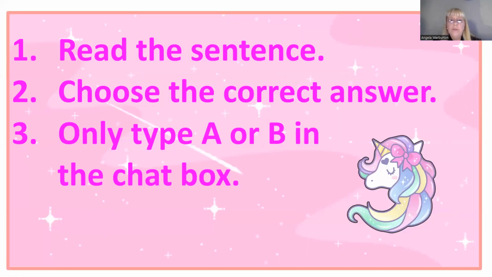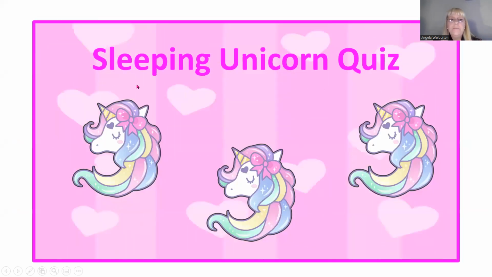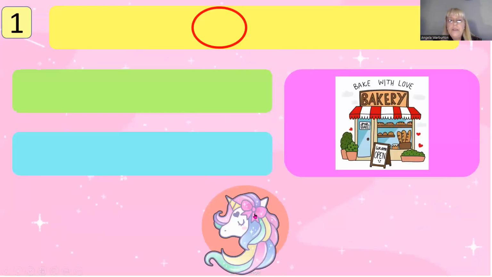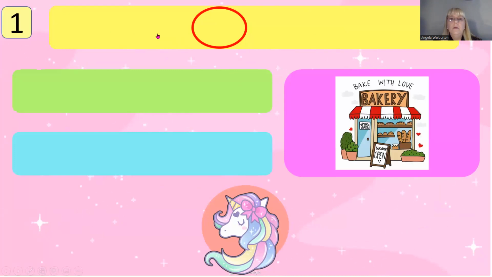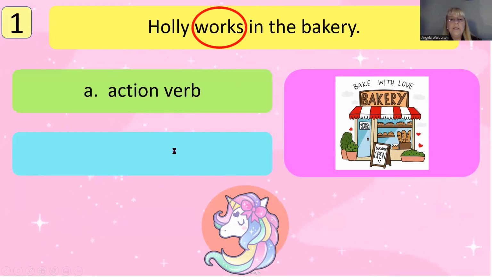So with this, I called it the unicorn quiz, or the sleeping unicorn quiz. In the chat box, they would have to answer the questions. Now, this was with linking and action verbs. So there's the verb. They needed to tell me if it was an action verb or a linking word. Online, we'd write it in the chat box, and in class, we would use the whiteboards.